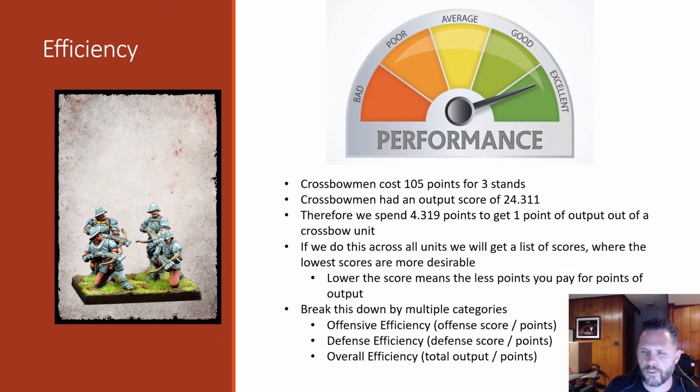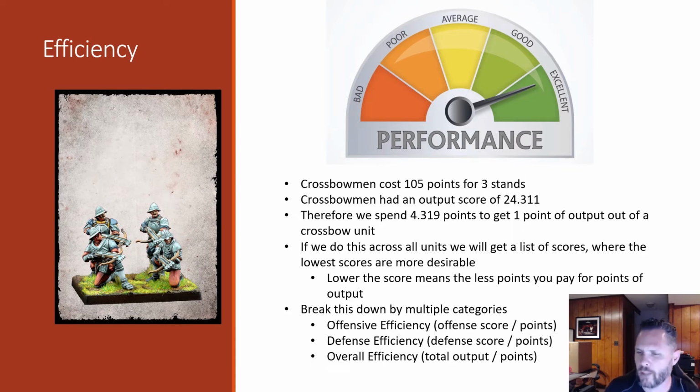All right, so in this case, if we're going to get efficiency, efficiency is real easy. You get the points cost, you get the output score, you divide: 105 in this case divided by 24.311. You divide the points by the score, and we find out that crossbowmen spend 4.319 points to get a point of output. So that's their raw efficiency score. By itself, that is a useless number.